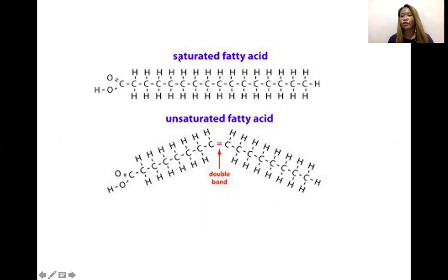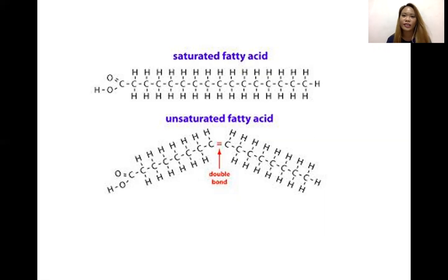So this is a saturated fatty acid, the one on top. And if you can see, between the carbon chains, there are only single bonds. So single bond here, single bond, until the very end of the hydrocarbon chain, there are only single bonds between the carbons. So if there are only single bonds, it means that it is a saturated fatty acid.